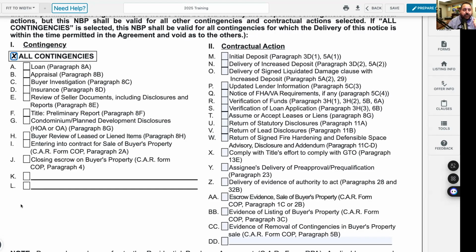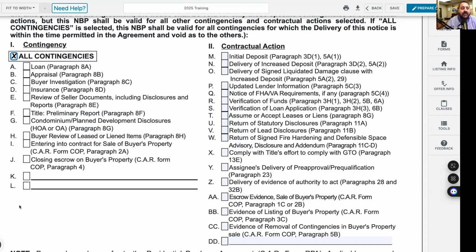So we talked about the initial deposit. If there's an increased deposit, there's a specific time for that. The liquidated damages clause with the increased deposit, those things have to be sent together. So maybe they only put the deposit in, but they didn't send the other forms. So you have to ask that. If they didn't send the lender information, what we're talking about there is if they change the lender, the notice of the VA FHA requirements, verification of funds, it's usually with the offer, but sometimes the contract may be 3 days after acceptance. Same with the verification of loan application.